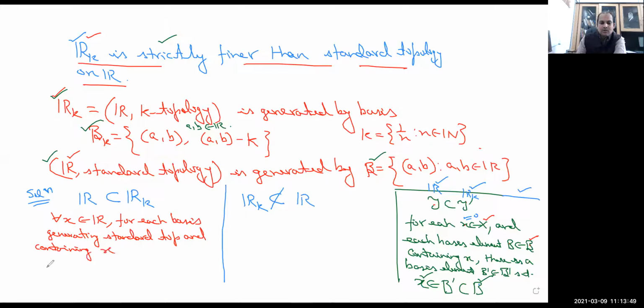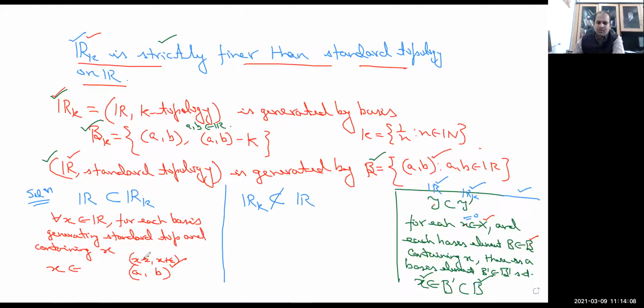Now, what are those? See, in general, you can write AB, I mean, for all basis from the standard topology. The basis for the standard topology are of this type. So in general, you can write here X minus epsilon, X plus epsilon.